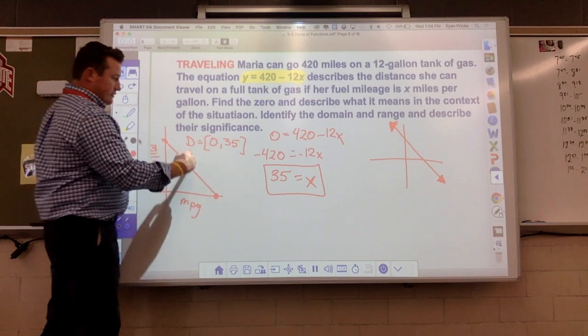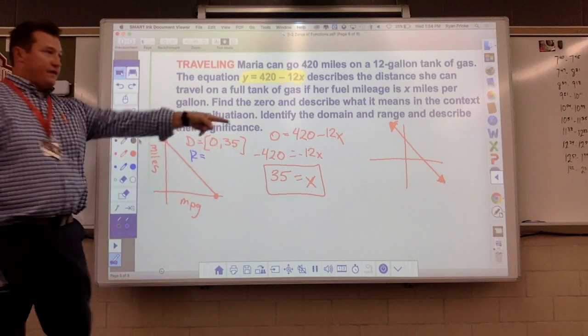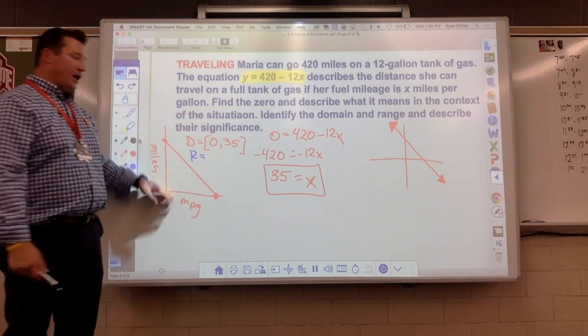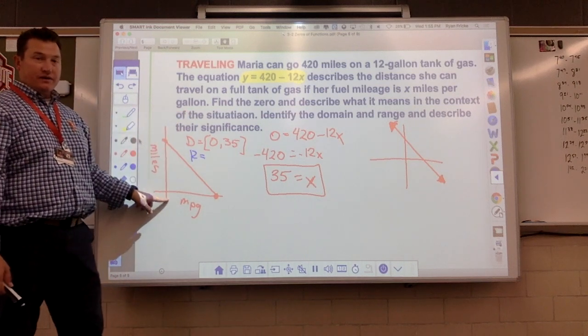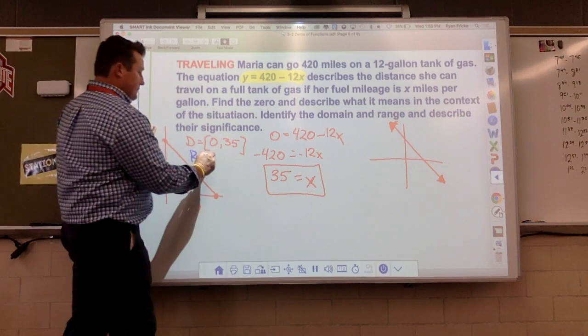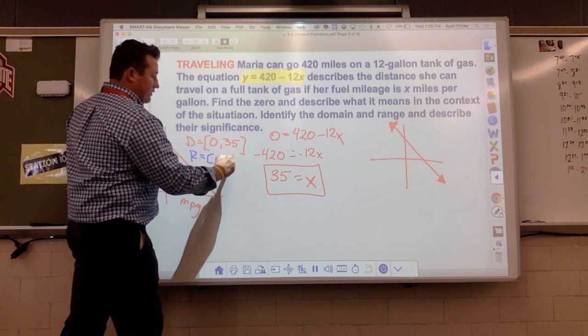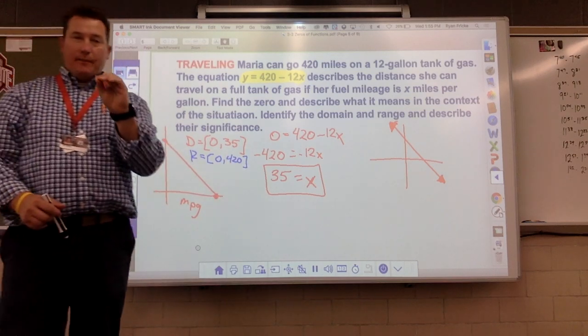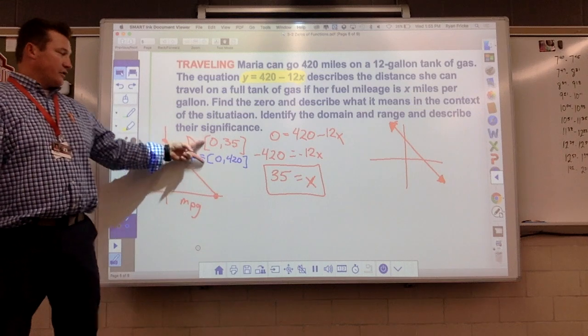Range, same things, guys. Again, that range over there, all real numbers. But again, how high, how low does it go? Well, it doesn't get any lower than 0. It doesn't get any higher than this point right here, that 420 number. So again, 0 to 420. Once again, compound inequality, we could use that to write this.